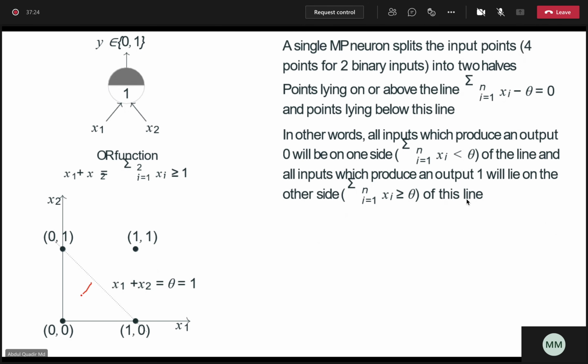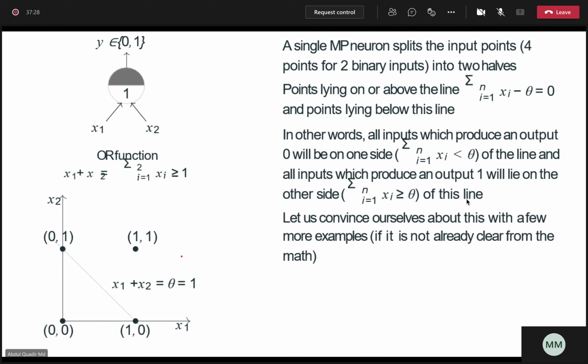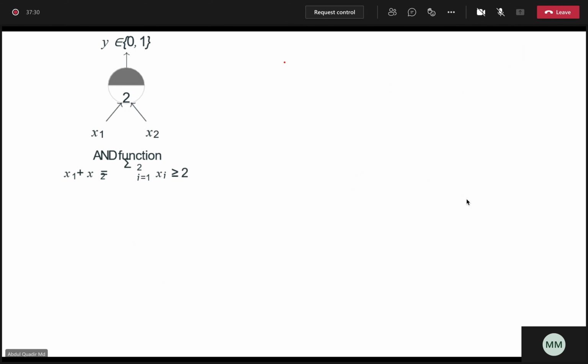Anything below this line, it is classifying it as 0. Anything above this, it is classifying it as 1. Now let's see an AND gate. So 0, 0, 0, 1, 1, 0 and 1, 1. Now g of x. I am applying the MP neuron algorithm.